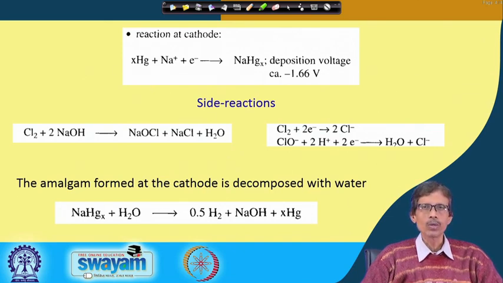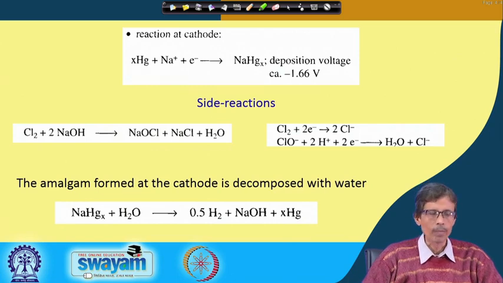Similarly, if you judiciously allow the reaction of your sodium amalgam with water molecule, you will be getting two other products immediately, which is giving your mercury back. That means the free mercury will be produced along with your hydrogen as well as sodium hydroxide for your chloralkali electrolysis process. So, that is the thing.